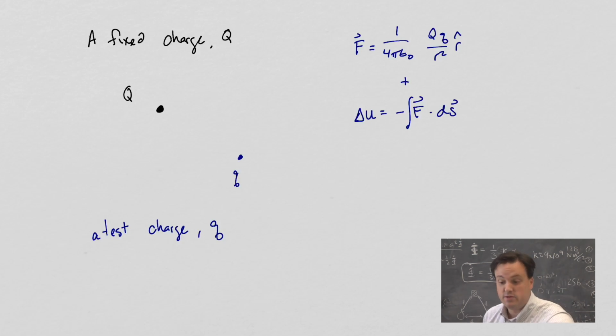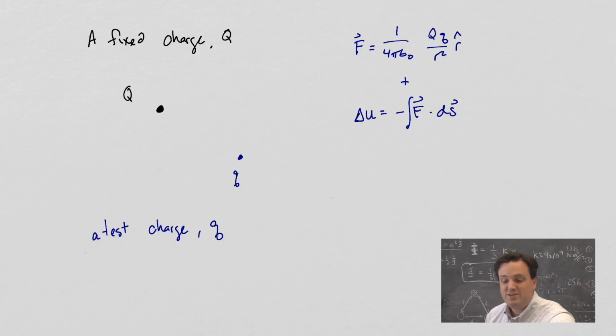Well, I know that the electric force is just going to be 1 over 4 pi epsilon naught, the product of the two charges divided by r squared in the r hat direction. And I can already see that the force itself only is in the r hat direction, which points away from Q, but it's only in the radial direction with respect to big Q.